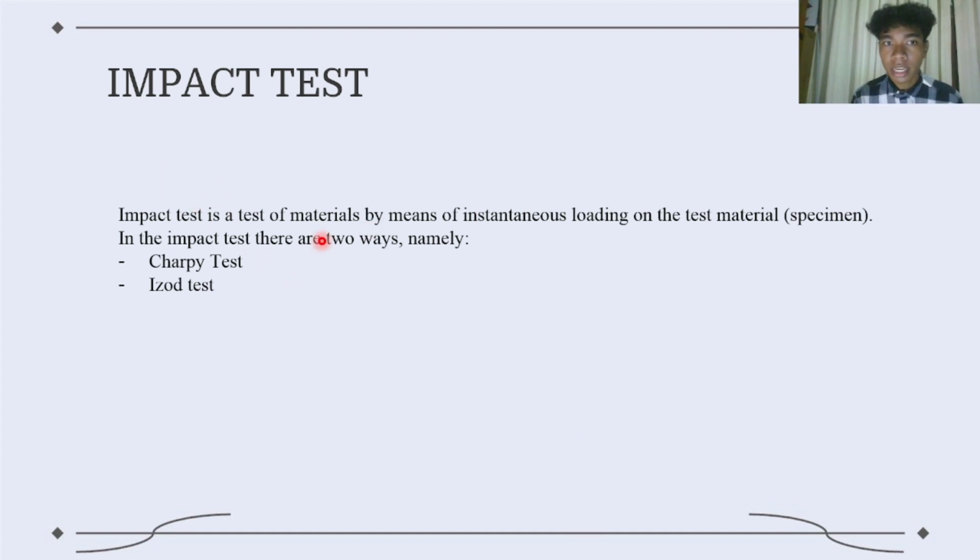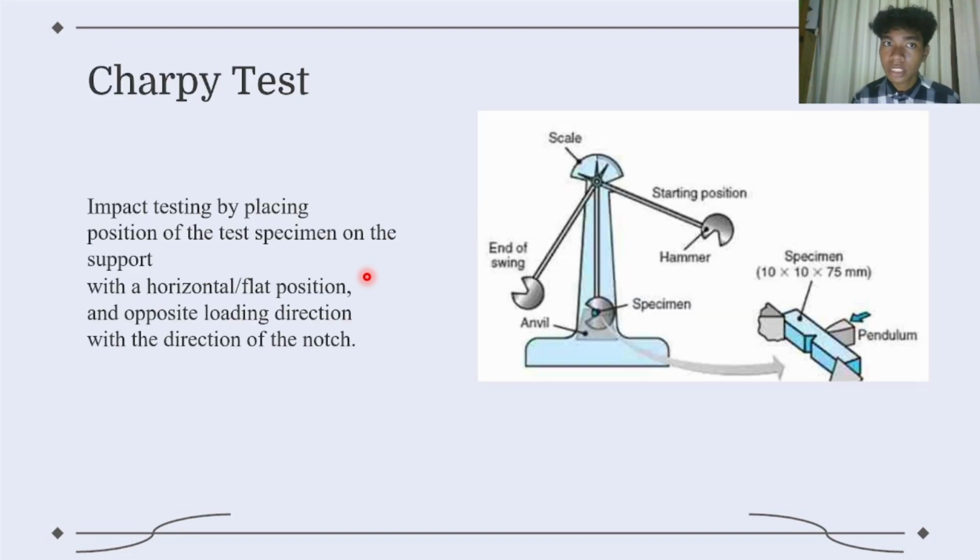The impact test is a test of material by means of instantaneous loading on the test material or specimen. In the impact test, there are two ways, namely first Charpy test and the second is Izod test. The first is Charpy test. Charpy test is impact testing by placing position of the test specimen on the support with a horizontal or flat position and the opposite loading direction with the direction of the notch, like this picture.